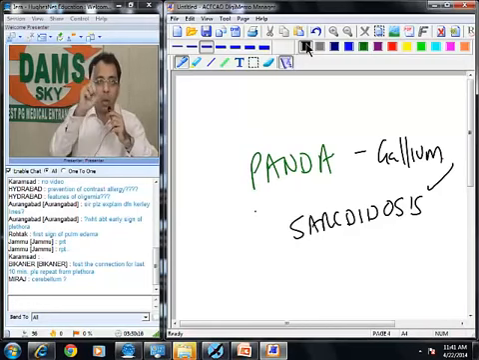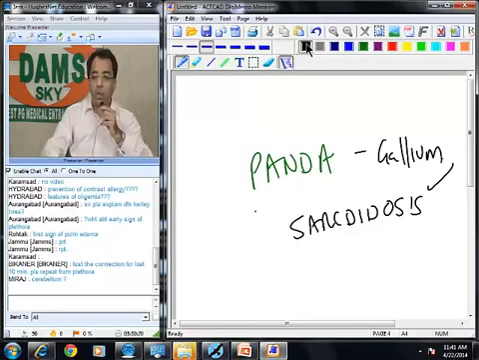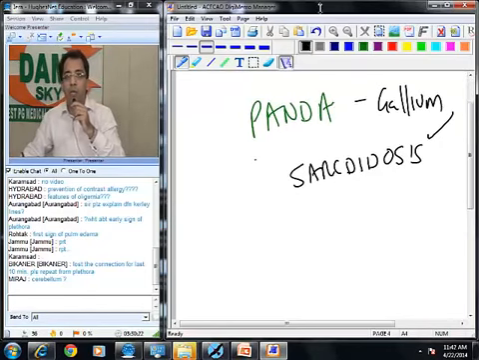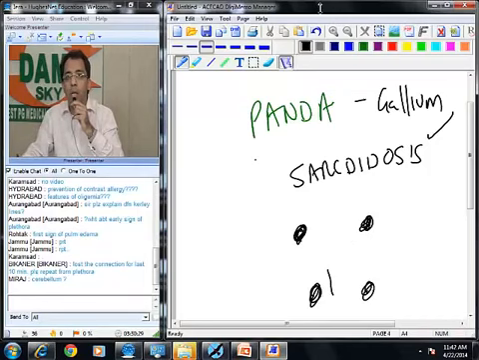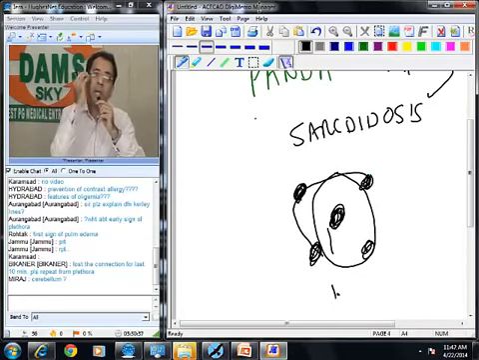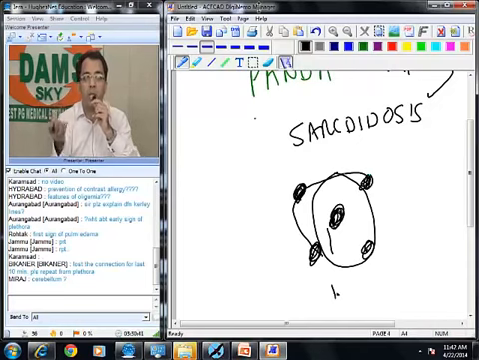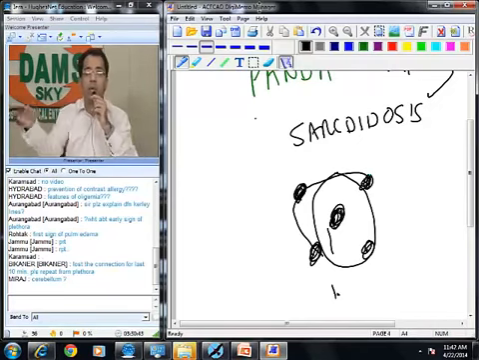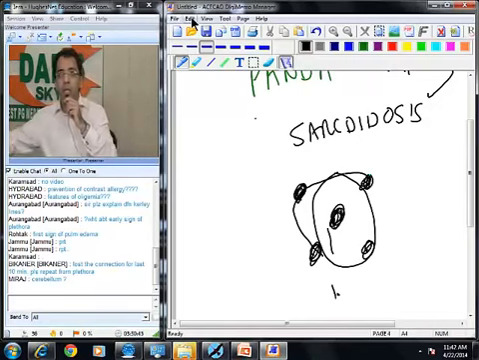Now, because sarcoid is going to involve the gland, so which gland? Lacrimal, parotid. So how will you see it on gallium scan? You will see involvement of the lacrimal gland, parotid gland, and nose. So this entire thing has been called the panda appearance. Whenever you see high uptake in the lacrimal gland, parotid, and the nose, this is called the panda sign on gallium study in sarcoidosis. Okay. Now let us see the next question.